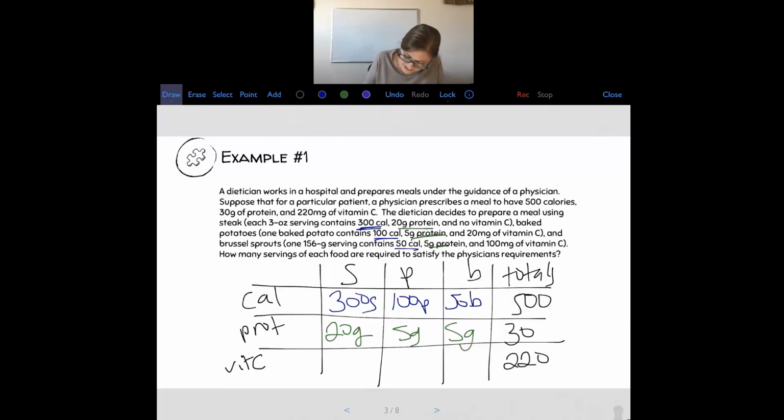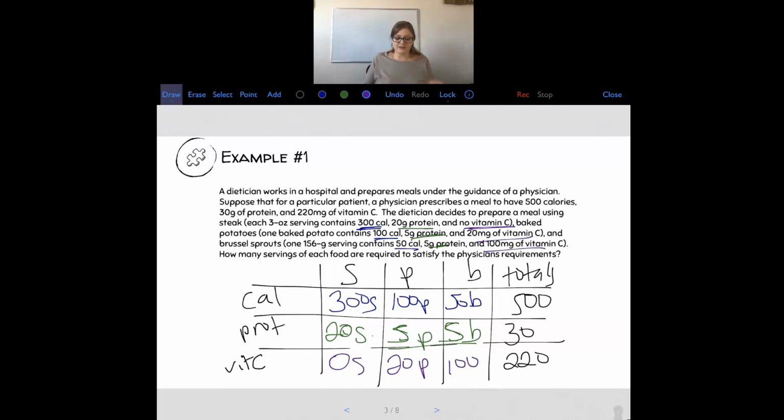Lastly, vitamin C. So no vitamin C for steak, 0S. Potatoes have 20 milligrams of vitamin C. I don't know why I put G's here. This should be the letter of the food. Okay, and then this is 100 milligrams of vitamin C.